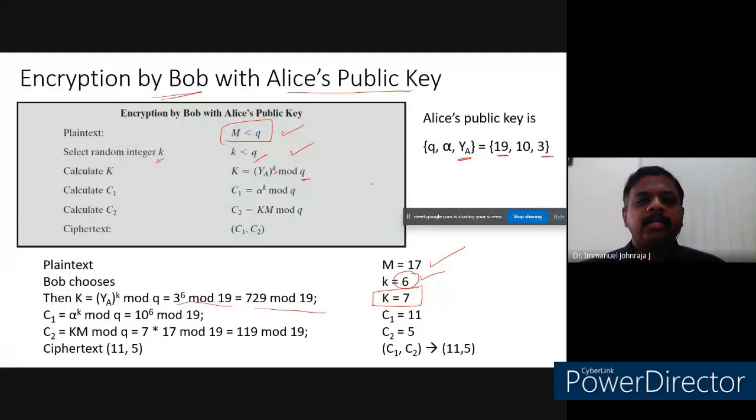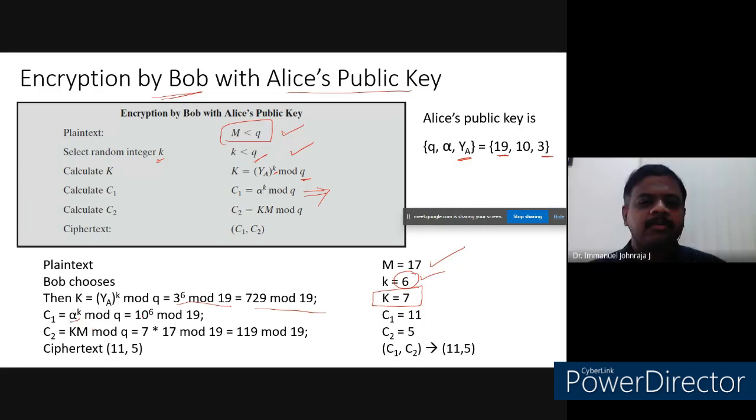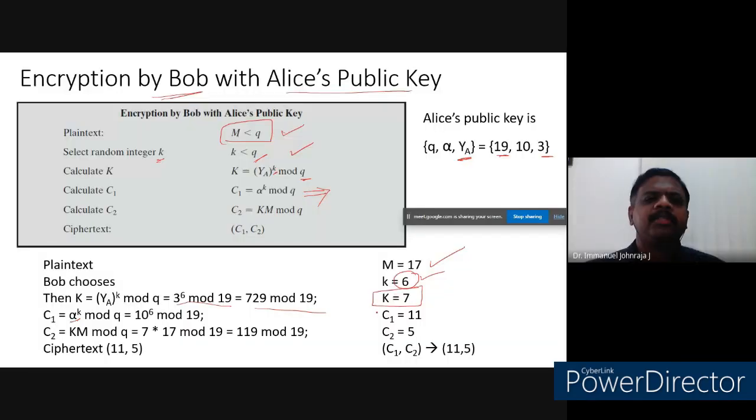Okay. Moving on, he does two calculations. So far, it's simple calculation, right? Now he calculates two ciphertexts, C1 and C2, in the ElGamal crypto system. One is alpha power k mod q. Alpha is known to us, it is 10. k is chosen as 6, and q is 19. So C1 is calculated as 11. This is also straightforward.